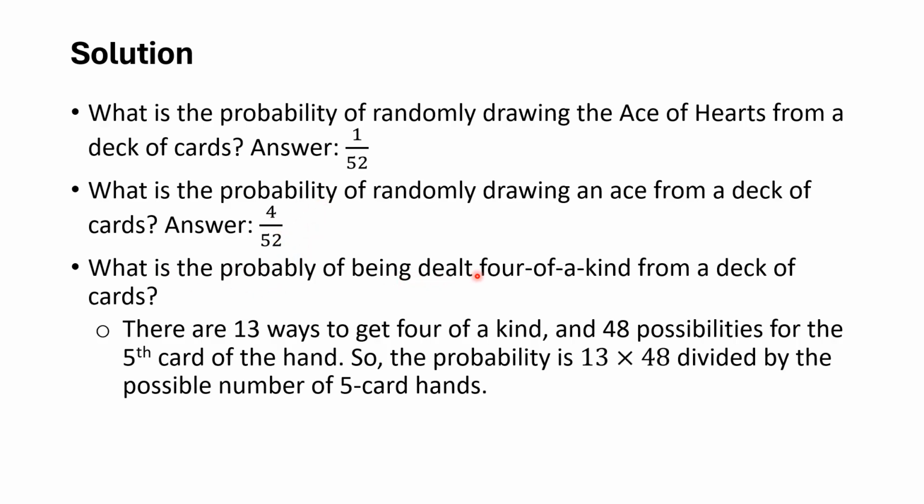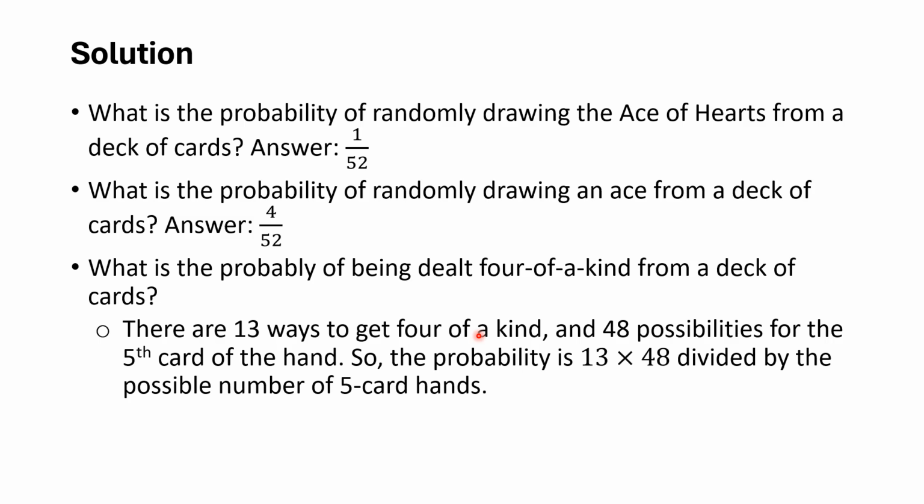What is the probability of being dealt 4 of a kind from a deck of cards? So there are 13 ways to get 4 of a kind. It's the 2s, 3s, 4s, all the way up to Jack, Queen, King, and Ace. So there's 13 ways to choose the card that's going to be 4 of a kind. Then once you get your 4 of a kind, there's 48 cards left in the deck, and so there's 48 ways of getting the 5th card.